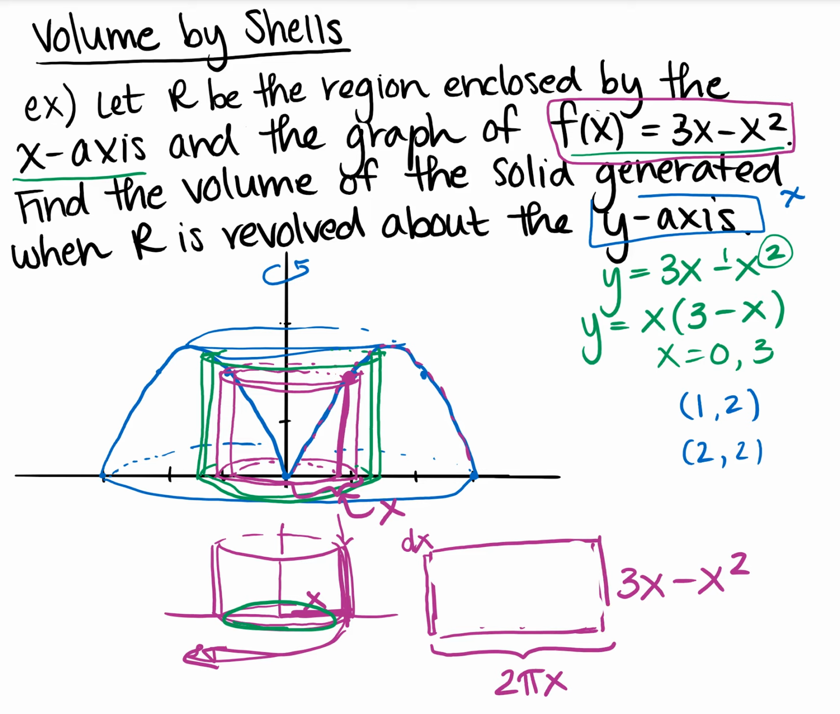Basically, I just know that the area of a rectangle would be 2 pi x times 3x minus x squared, because length times width is area. And then the volume of the shell we get by multiplying by this little dx right here.